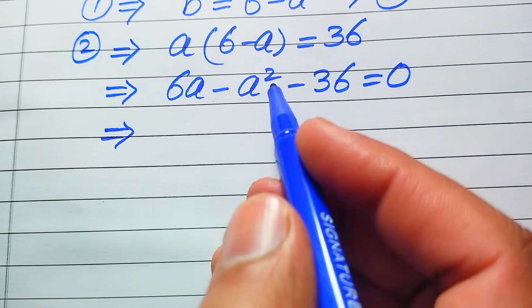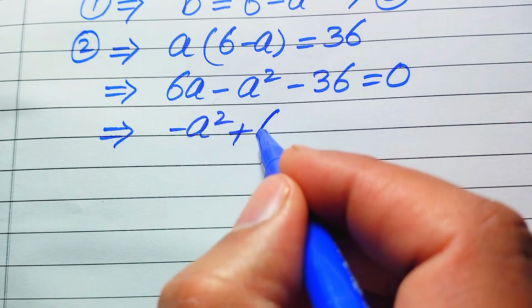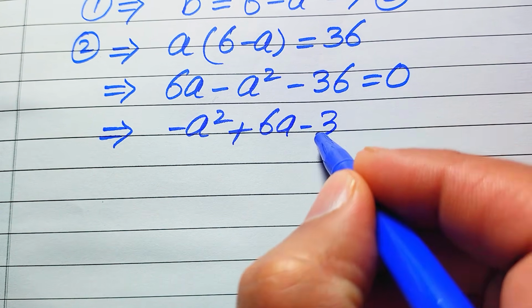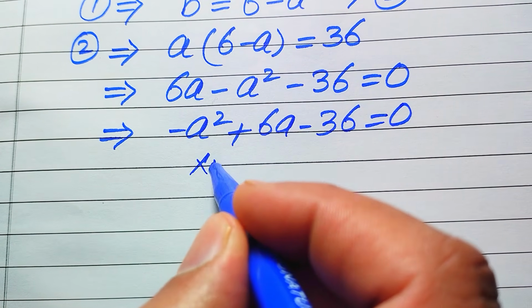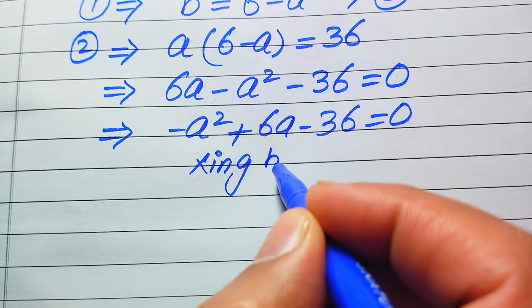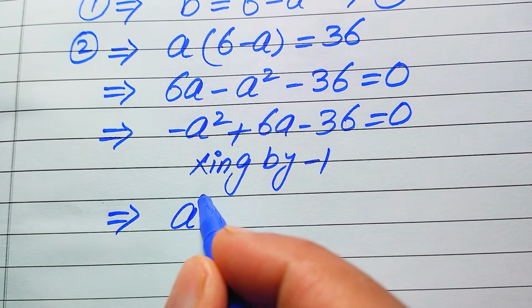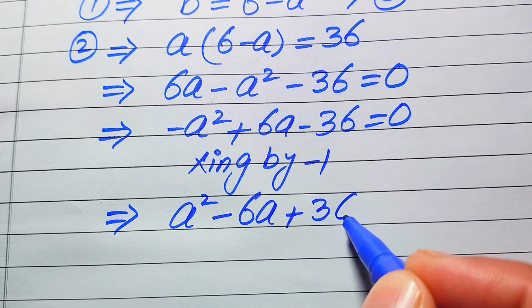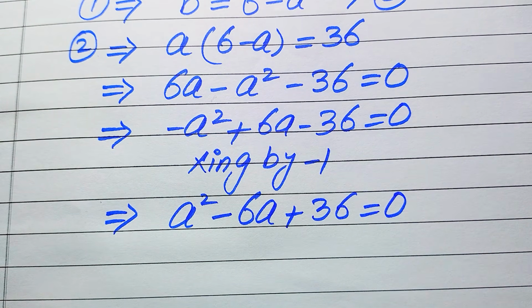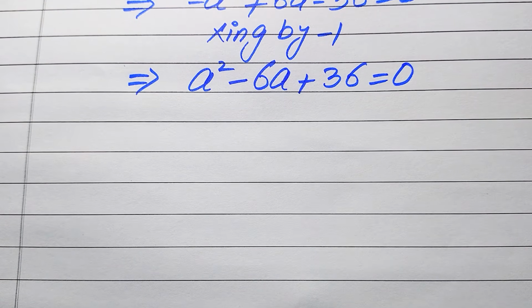Now first we rewrite this equation as minus a square plus 6a minus 36 equals 0. So we write this in the standard form of a quadratic equation, and for this we multiply both sides by minus 1. When we multiply by minus 1 it becomes a square minus 6a plus 36 equals 0. So you see this equation becomes a quadratic equation in the variable a, and now we use the quadratic formula to solve this equation.